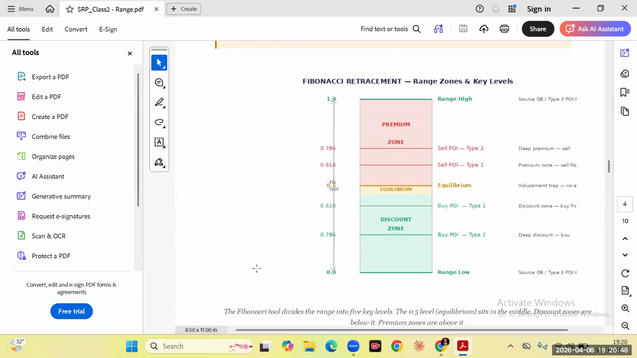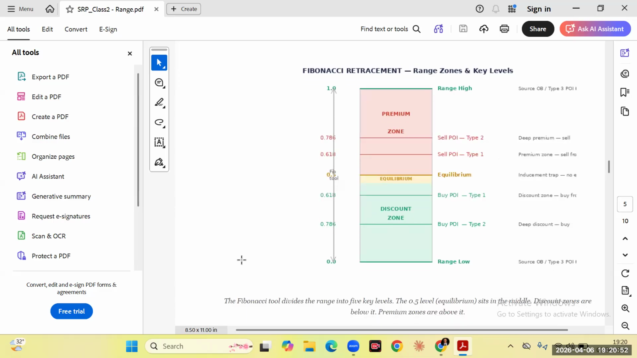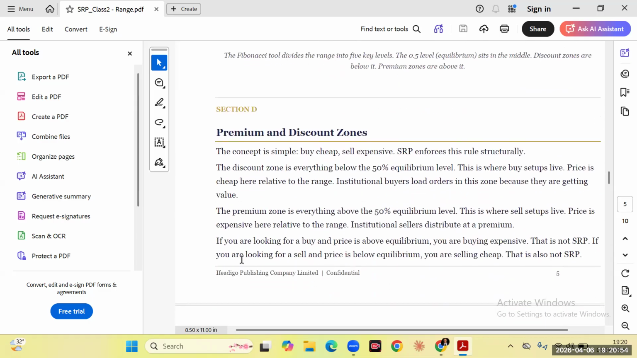Very, very important. So you can see premium zone, discount zone, equilibrium. So in trading, you buy cheap, you sell expensive. And SRP enforces this rule. The discount zone is everything below the 50% equilibrium.